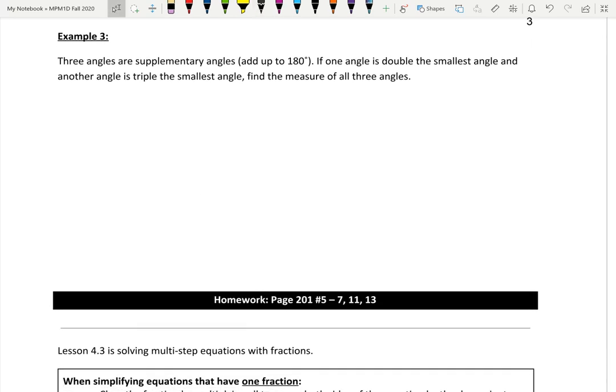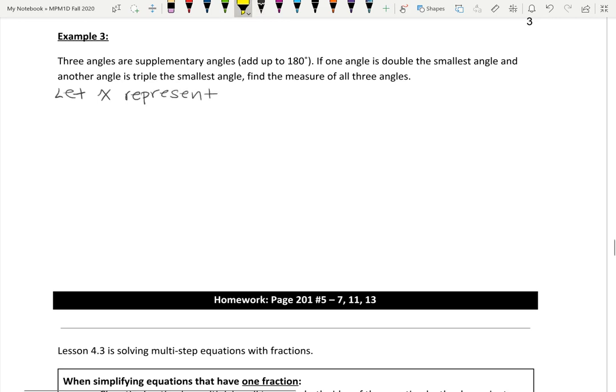So here's a word problem. Three angles are supplementary angles. So supplementary angles mean that the three angles add up to 180 degrees. If one angle is double the smallest angle and another angle is triple the smallest angle, find the measure of all three angles. So I'm going to start off with a let statement like we learned yesterday.